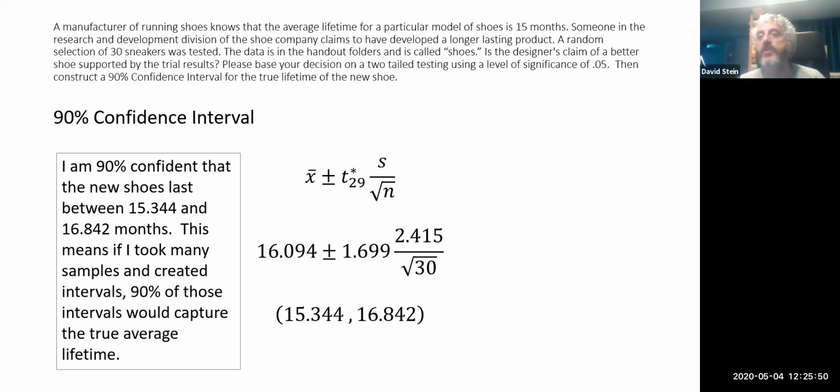I am 90% confident that the new shoes last between 15.344 and 16.842 months. This means if I took many samples and created intervals, 90% of those intervals would capture the true average lifetime. How did you do? Did you do everything right? Hopefully you did. I wanted to show you something about this on Minitab that I noticed. The new edition of Minitab does something a little bit differently than our old ones did, and I wanted to show you this, okay?